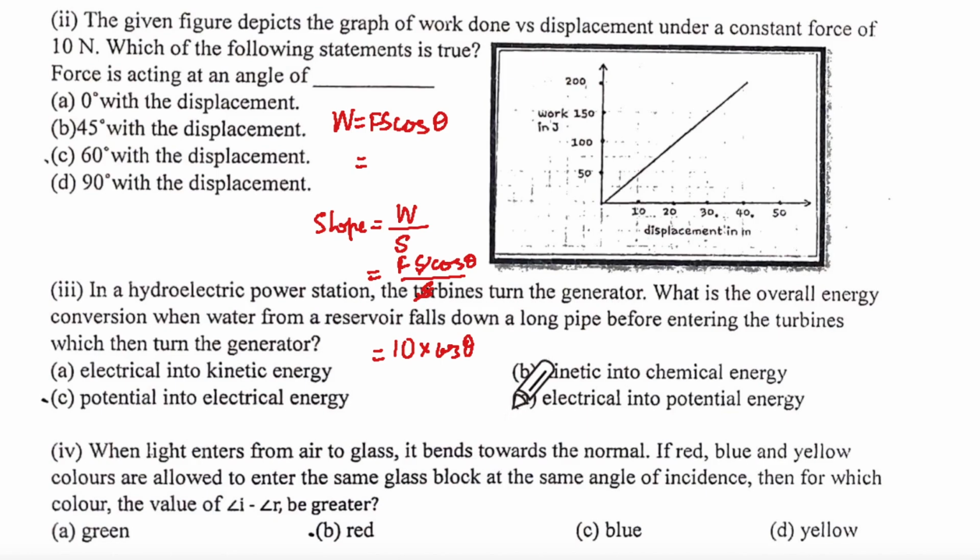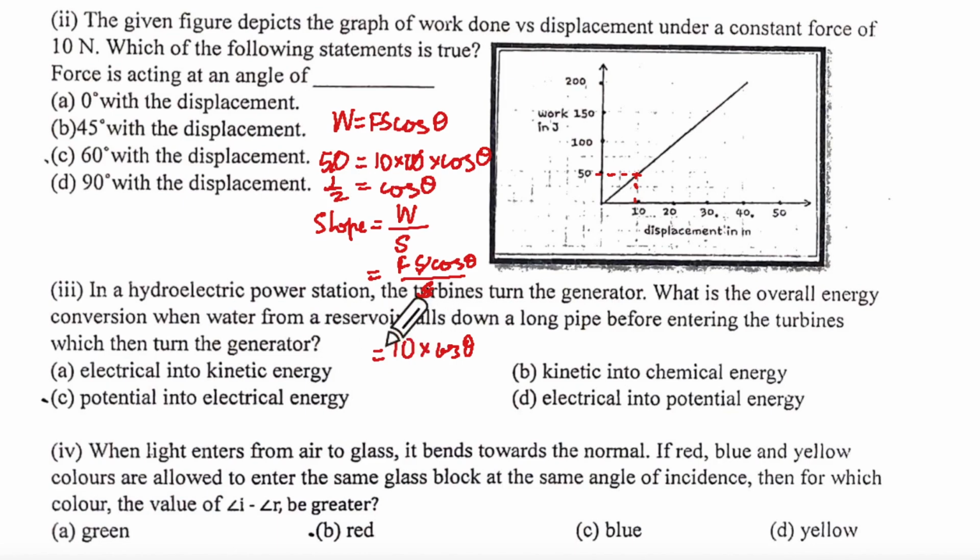Ma'am, can we do it like that? Work is equal to Fs cos theta, 50 is equal to 10 into... Substituting this value, no? Yes, ma'am. That and this are the same thing. Yeah, so you are right. So you say 50 is equal to 10 into 10 into cos theta. Yes, ma'am. Yeah, you're right. Okay, so it will be half equal to cos theta.